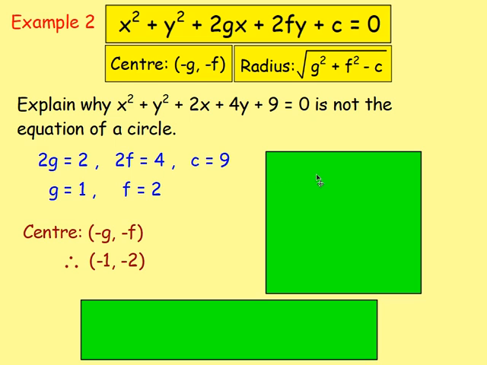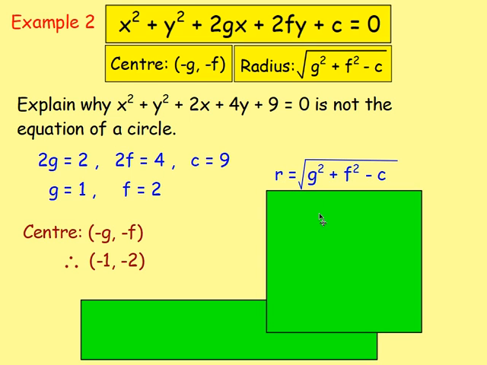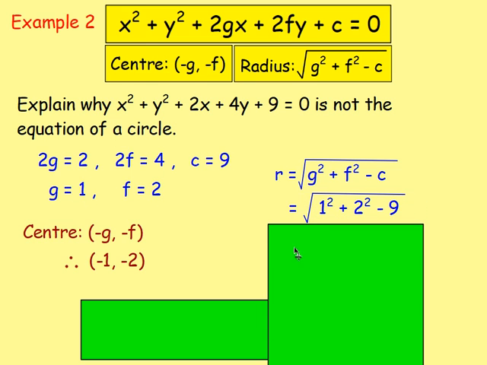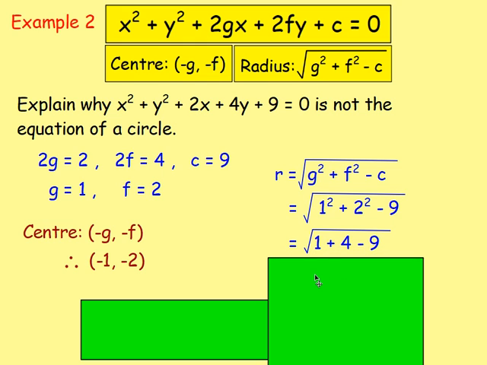See what you get. So from that, think about the radius. The radius is given by the square root of g squared plus f squared minus c. Subbing in the values of g, f and c, you'd have 1 squared plus 2 squared minus 9. It's the square root of all that. Which means then you'd have the square root of 1 plus 4 take away 9, which is the square root of negative 4.